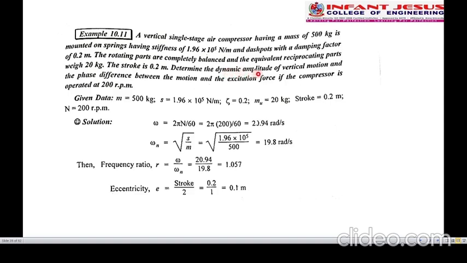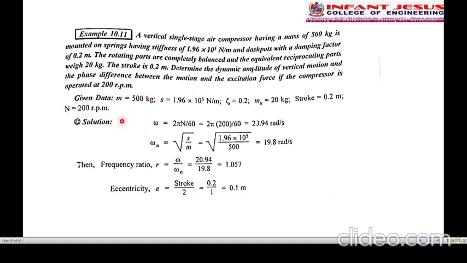Determine the dynamic amplitude of the vertical motion and the phase difference between the motion and the excitation force if the compressor is operated at 200 rpm. So we have to find the amplitude of the vertical motion and the phase difference phi. We saw the two formulas. So let us write the given data.